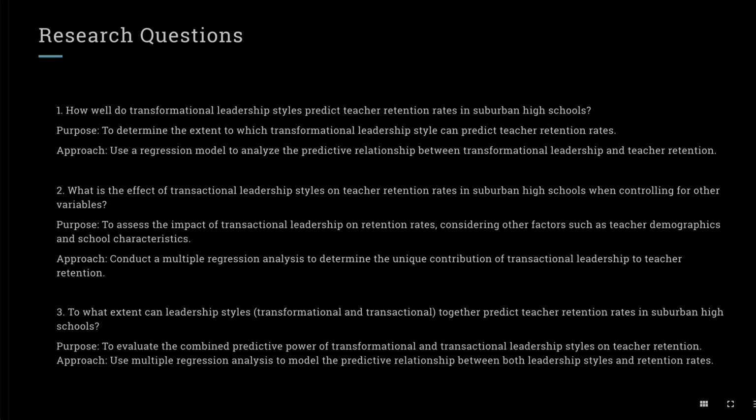Then you have, to what extent can leadership styles predict teacher retention rates in the suburban high school? Again, we see the word predict, so this is very related to the analysis choice, and this is trying to understand to what extent those things are predicting. So research questions can be based on the analysis. They can also just be based on your areas of interest and why you're interested in them, but they should always be broad, encompassing questions that you're seeking to answer.